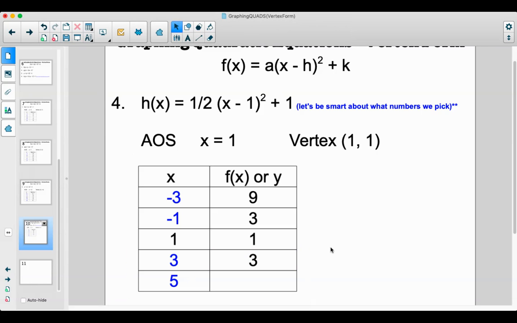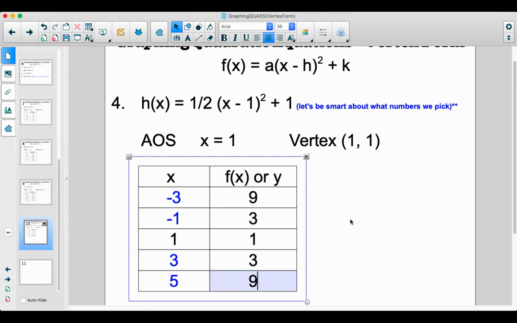And lastly, 5 minus 1 is 4. 4 squared is 16. Half of 16 is 8. 8 plus 1, you guessed it, is 9. Hope that worked out for you.